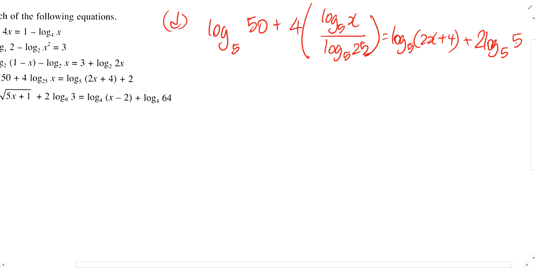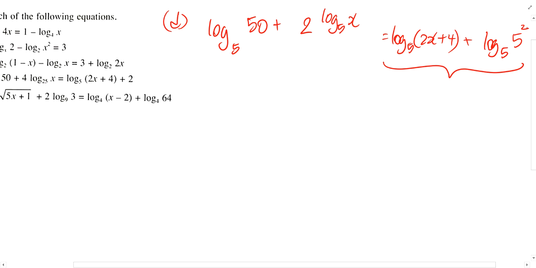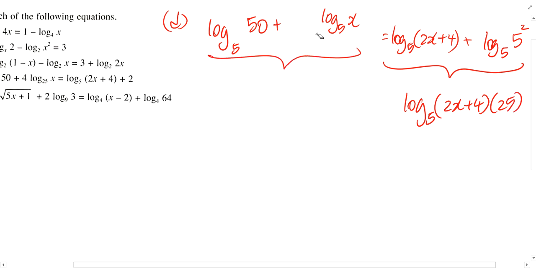Okay. Now over here in the denominator, log base 5, 25 gives us 2. Cancel because we are actually dividing. This gives us 2. These two, they have a base 5 already. Bring the 2 up here. So we can combine log base 5, 2x plus 4 times 25. On this side, we have bring the 2 up. Log base 5, 50 times x squared. So compare whatever is inside the log. So same thing. Now for the last part.